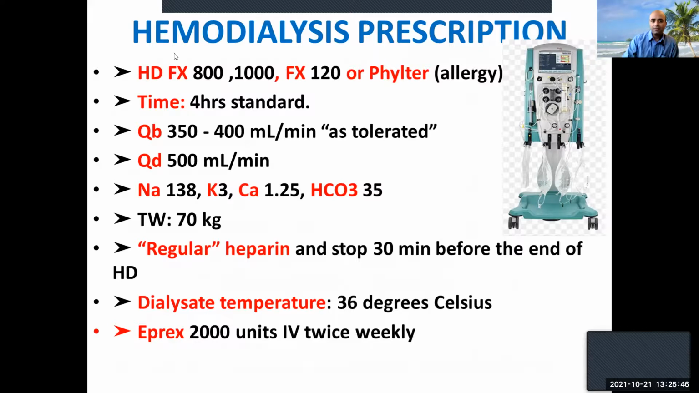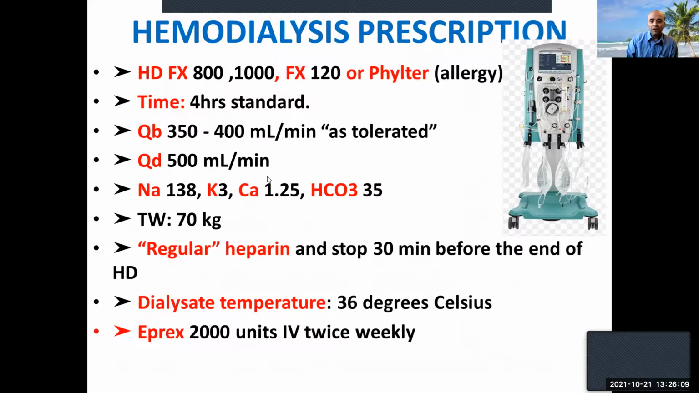Again, hemodialysis is according to the type of filter available in your center. We have here FX 800 or 1000 or FX 120, or a filter for any patient with allergy to the previous ones. Time: our standard blood flow is 350 to 400 as the patient tolerates, with no hypotension or chest pain during that.